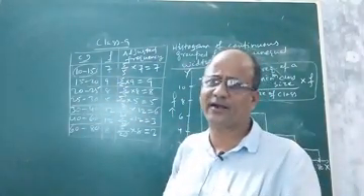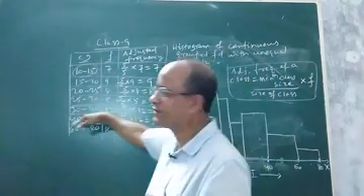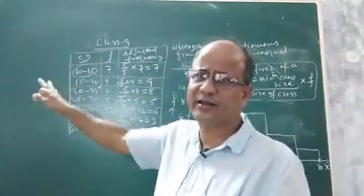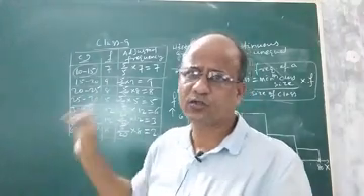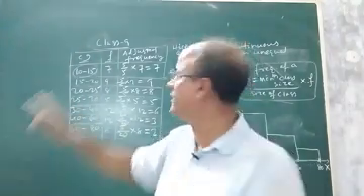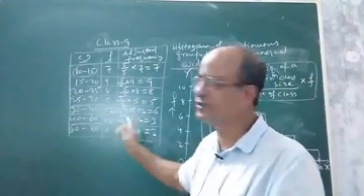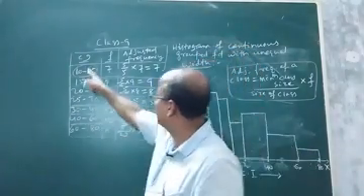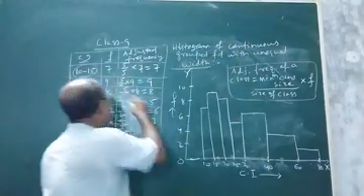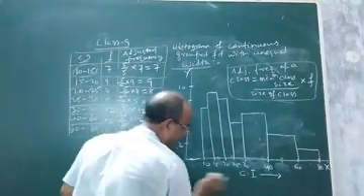And why did I find the adjusted frequency? Because even though all classes are continuous, their width or size is not the same. So we have to find the adjusted frequencies. Now after finding the adjusted frequency, what will we do? Take these classes, the class intervals or class limits, you can say.